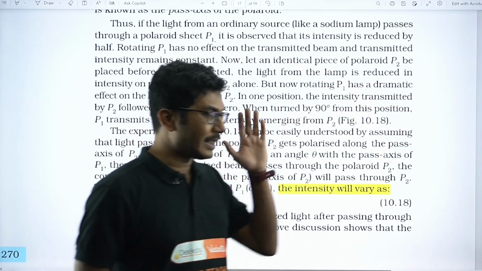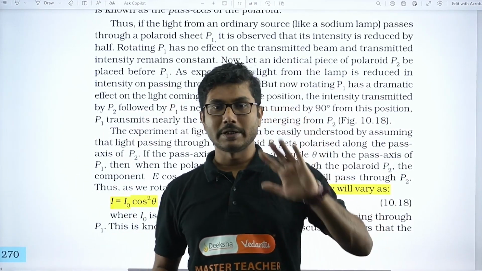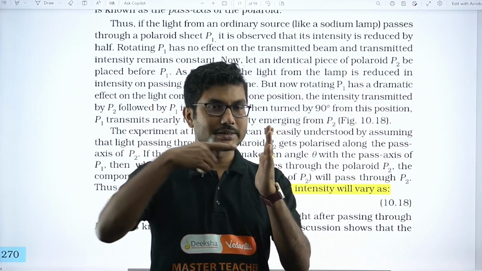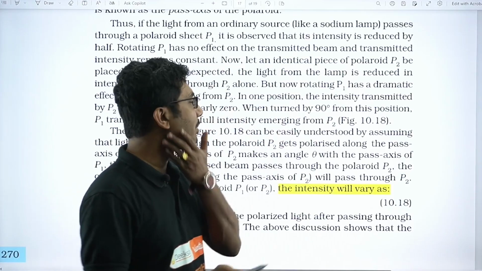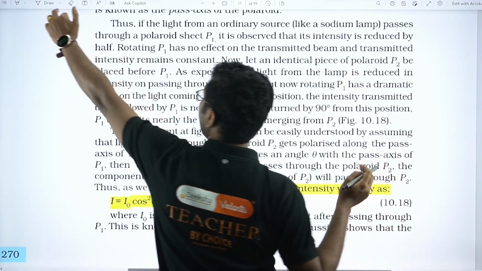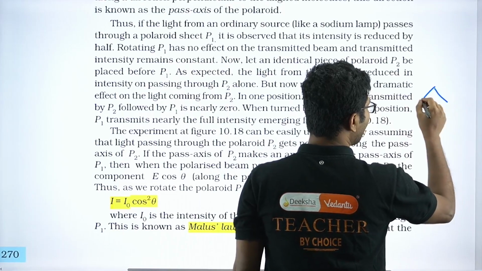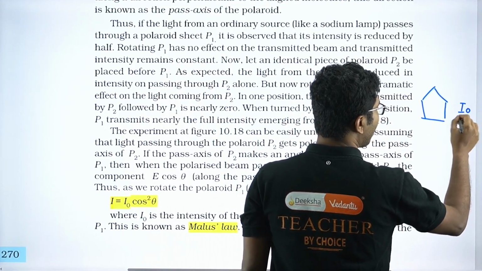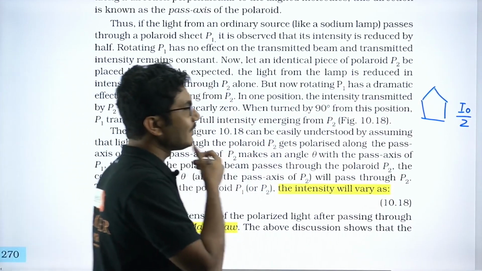Now if you place one polarizer, that crystal is called a polarizer, tourmaline or quartz. So this is the polarizer, and light is passing through the first polarizer. For the competitive exam, you have to remember that after passing through any single polarizer, the intensity of light becomes I naught by 2. This is the first thing that you have to remember.